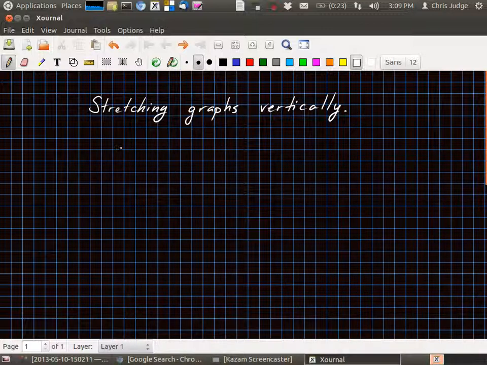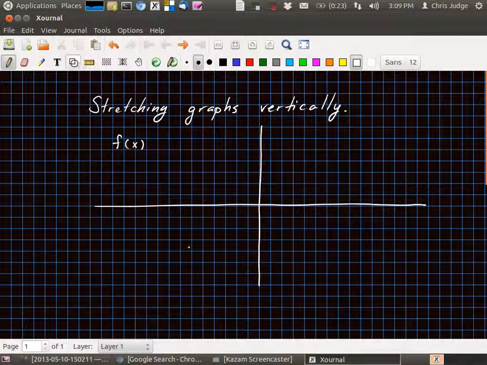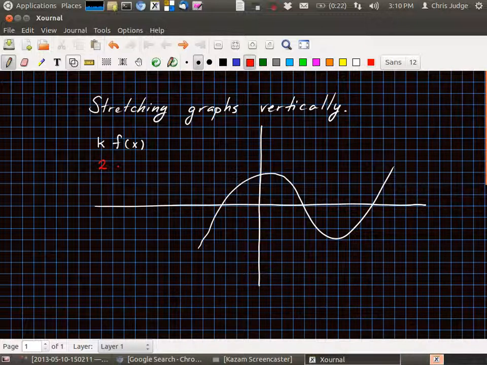Well, if you have a function f of x and we consider its graph, so let's draw a typical graph. Then we may want to multiply that function by a number, and we have to see what's the result of multiplying that function by a number. We get a new function, so we get a new graph. So for example, if you take the number k to be 2, we multiply that by f of x, and this is the graph of f of x.